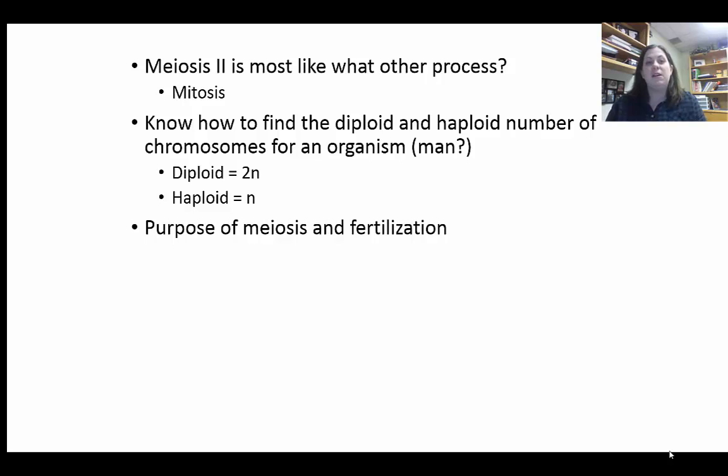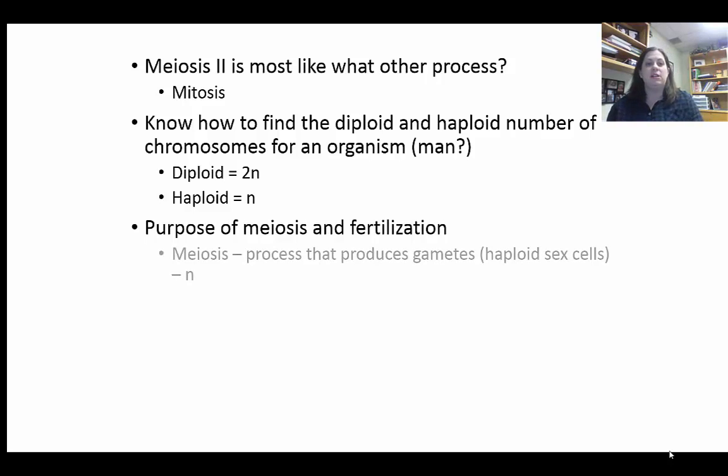Now, the purpose of meiosis and fertilization. Well, let's look first at meiosis. Meiosis is the process that produces gametes. The whole process of meiosis is that we want to halve the number of chromosomes to create haploid sex cells. So these cells are going to have N chromosomes.